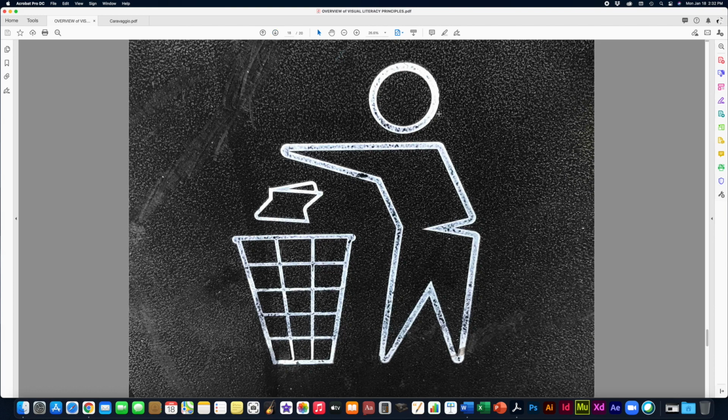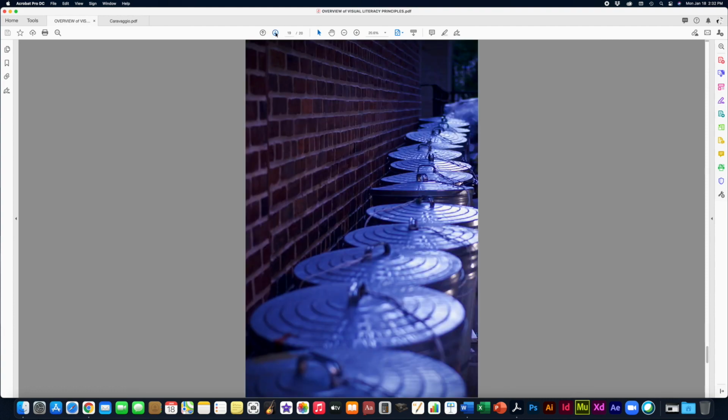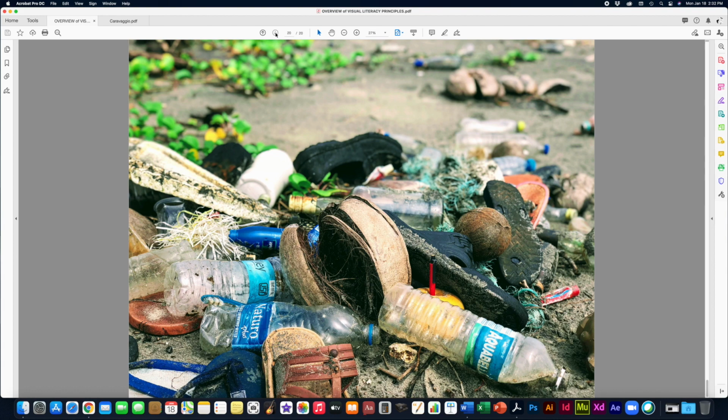So for example, this symbol means something. It's telling you to do something. What's it telling you to do? Well, it's telling you to throw away your trash, right? But is it telling you to do this? Is it telling you to put your trash in cans like this, nice and neat? Or is it telling you to do this? Throw your trash on the ground and just get rid of it. Which is it? Which is the most accurate one?